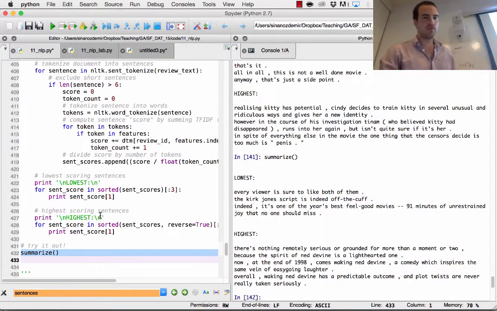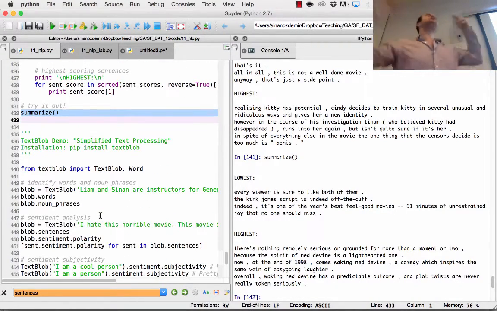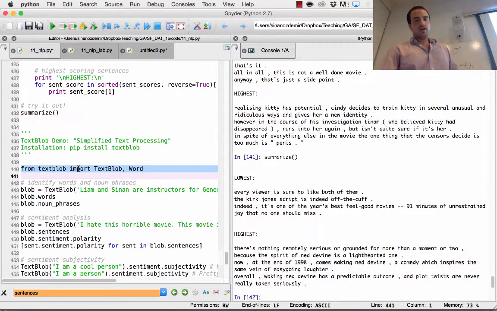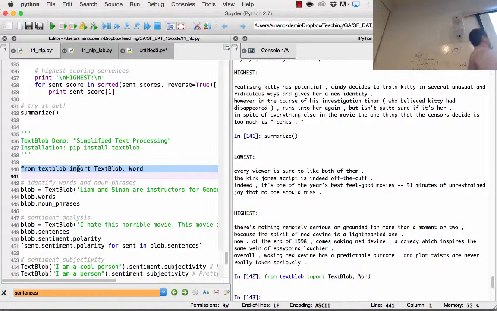So we're going to move on to the last part, which is sentiment analysis. This is the part that you're going to need for the lab, so that's why I wanted to hit on it. The last thing I had you download or install was called TextBlob. TextBlob is a built-in Python module for sentiment analysis.